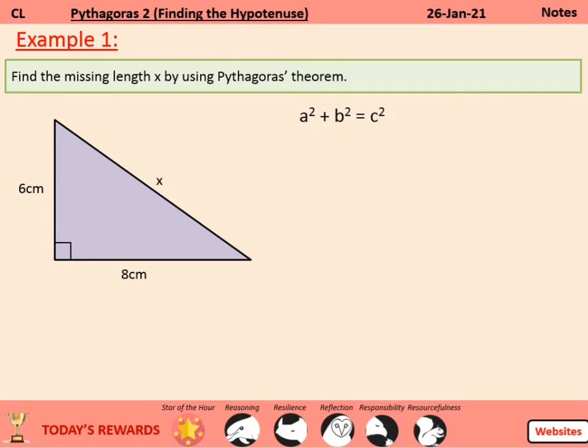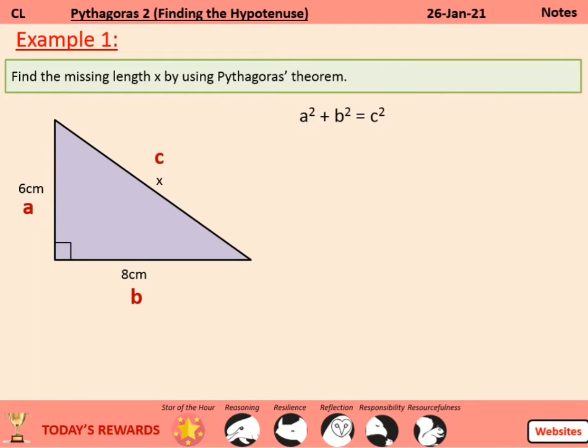Okay, so remember what hypotenuse is. Hypotenuse means the longest side of the triangle. So as you can see here in this triangle, we have a length of 6 centimeters, 8 centimeters, and an unknown length of x. Now you can clearly see x is going to be the longest side, so we call that our hypotenuse. So if we label our sides, remember A and B are going to be our shorter sides, and C will always be my hypotenuse, the longest side, okay?